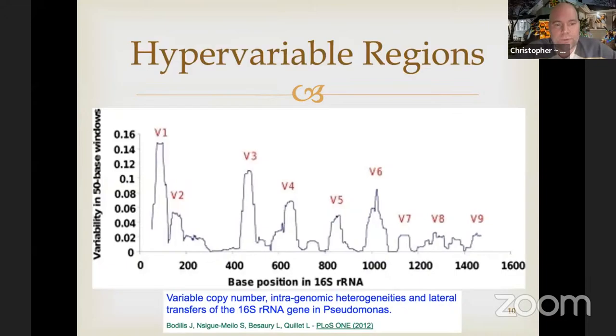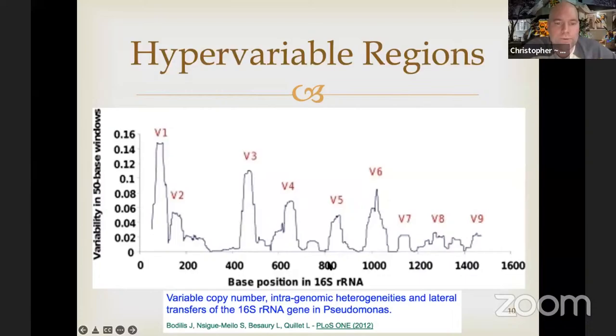And so if you look at the 16S ribosomal RNA and you stretch it out, it's about 1,500 base pairs or more long. And if you look at the variability of it in 50 base pair windows, this is what you get. So the y-axis is increasing variability. And so you have all these areas that are low variability, but they're interspersed with these high variability areas. And the high variability or hypervariable regions have been named V1, V2, V3, V4, V5, all the way up through V9. And they correspond to these peaks.